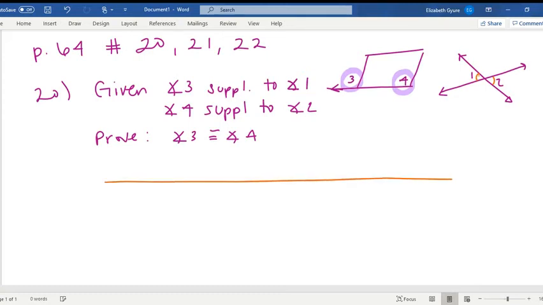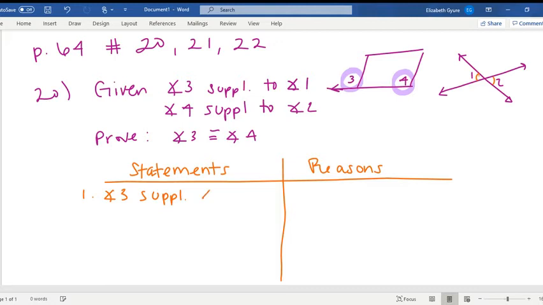So I'm going to have my 2 columns here. We have our statements and our reasons. And so my first statement is always just your given. Don't get that wrong. That's a freebie, right? Angle 3 is supplementary to angle 1, and angle 4 is supplementary to angle 2. That is given.